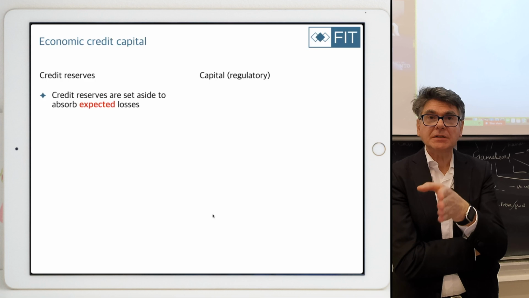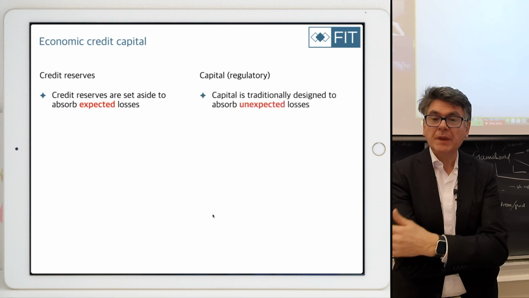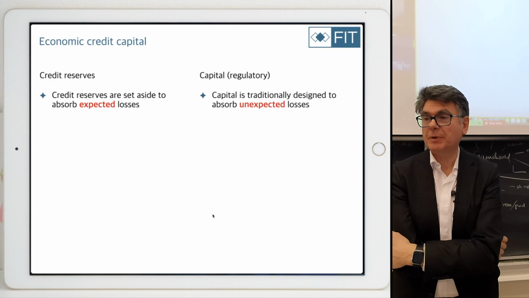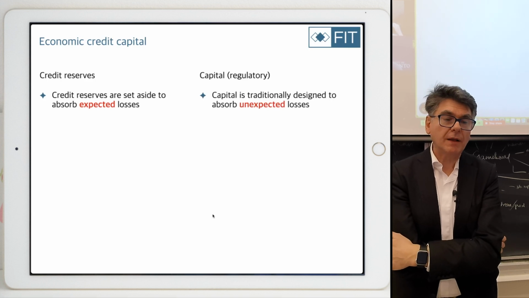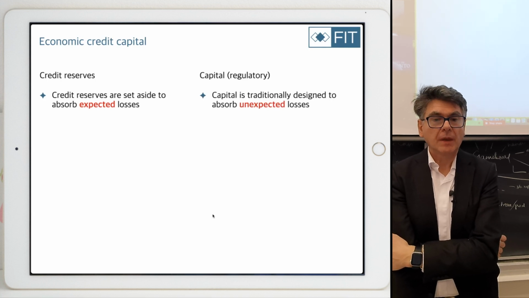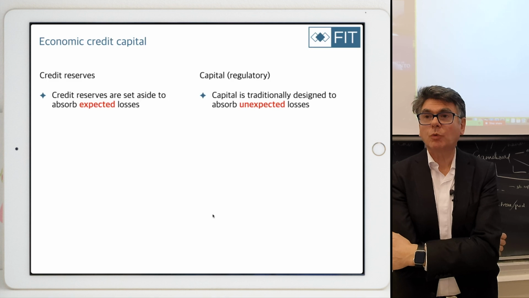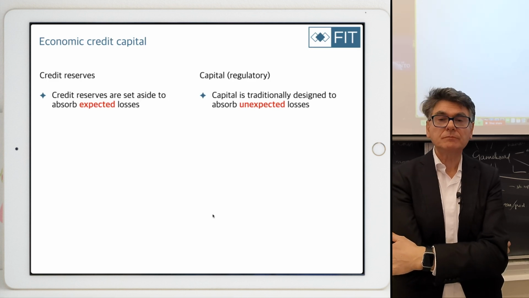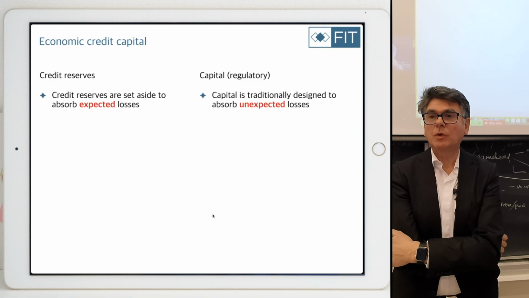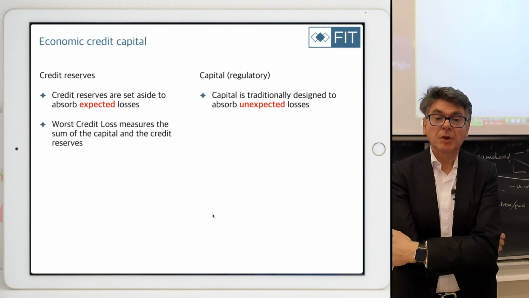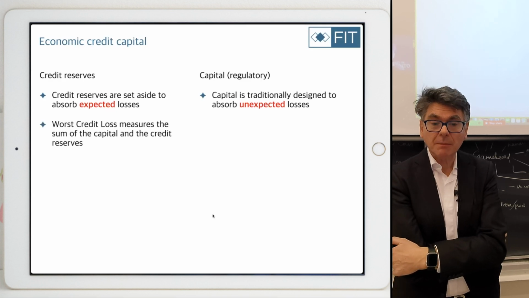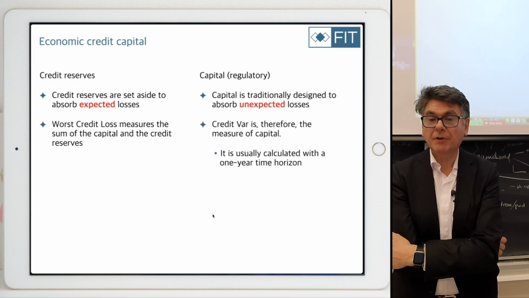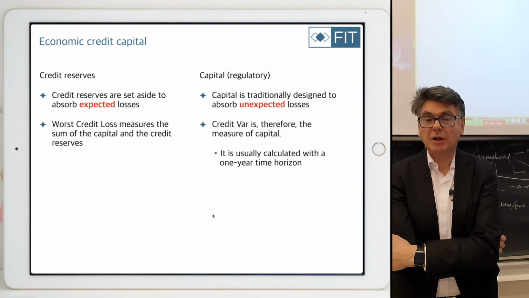The expected loss is what we expect to lose, and regulatory capital is typically designed to absorb unexpected losses. This is the one that worries regulators. Expected losses are the ones that worry business developers for a bank, for example. Regulators will be more concerned with unexpected losses. So worst credit loss measures the sum of the capital and the credit reserves. And credit VaR, therefore, is the right measure of regulatory capital.